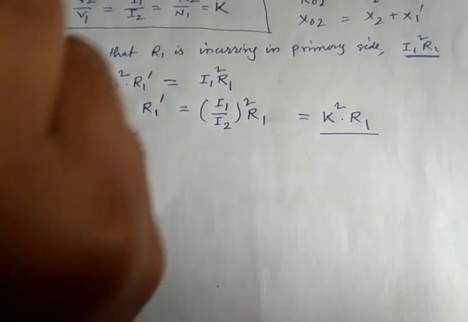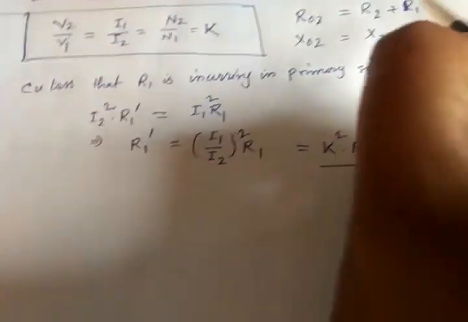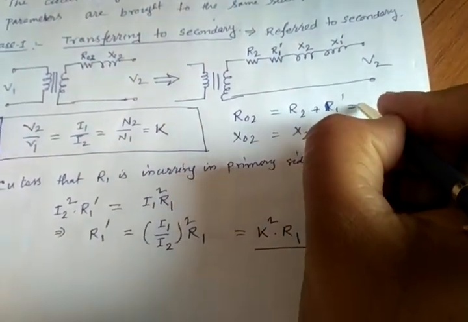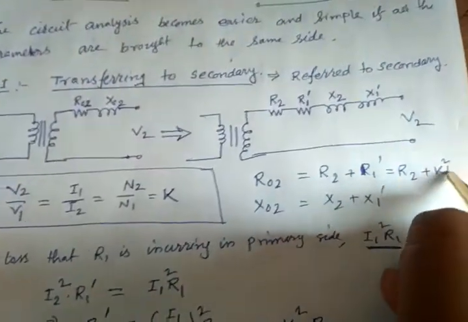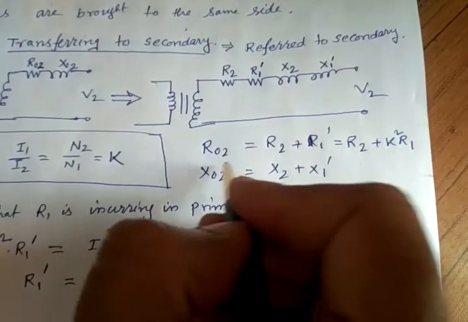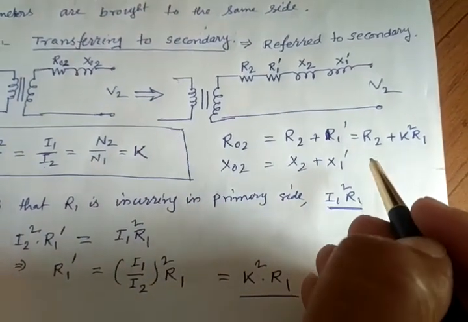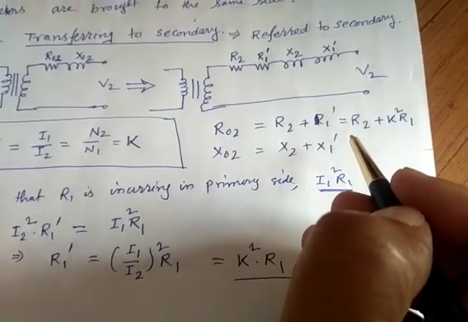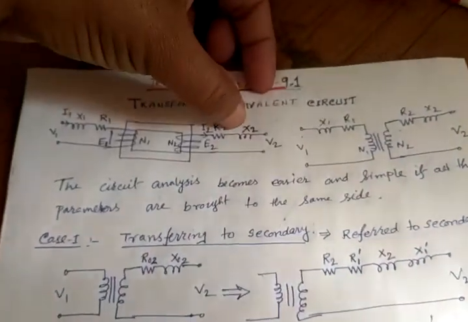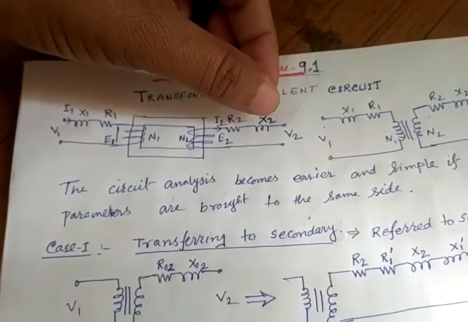Now we have already found this, so we can write R02 will be basically R2 plus K square into R1. So R02 is completely determined using existing parameters. We can remove R1 and put on this side R2 plus K square into R1.